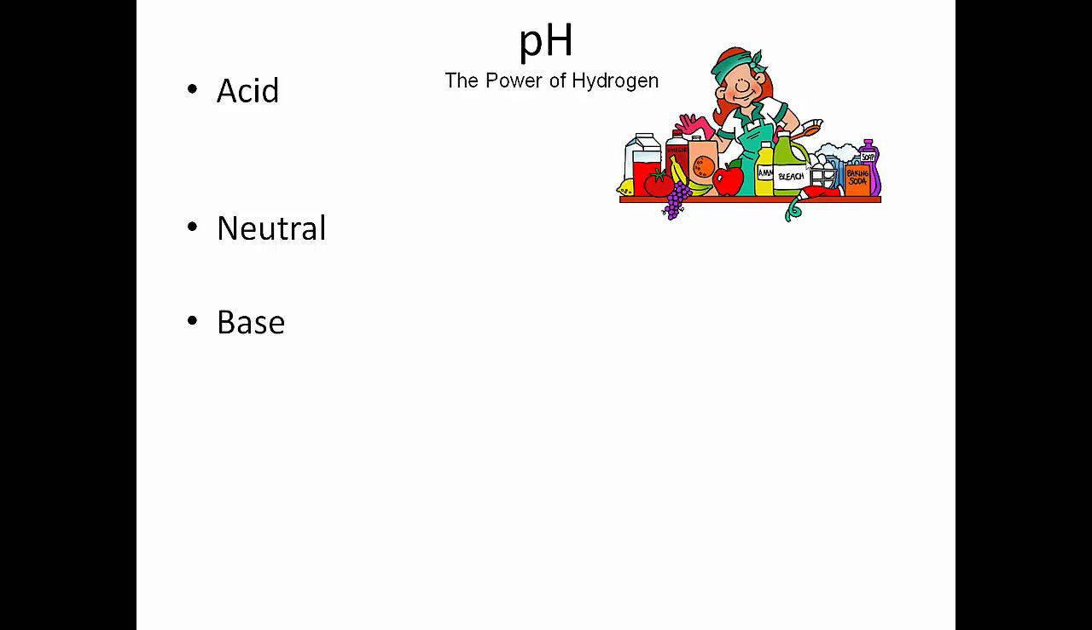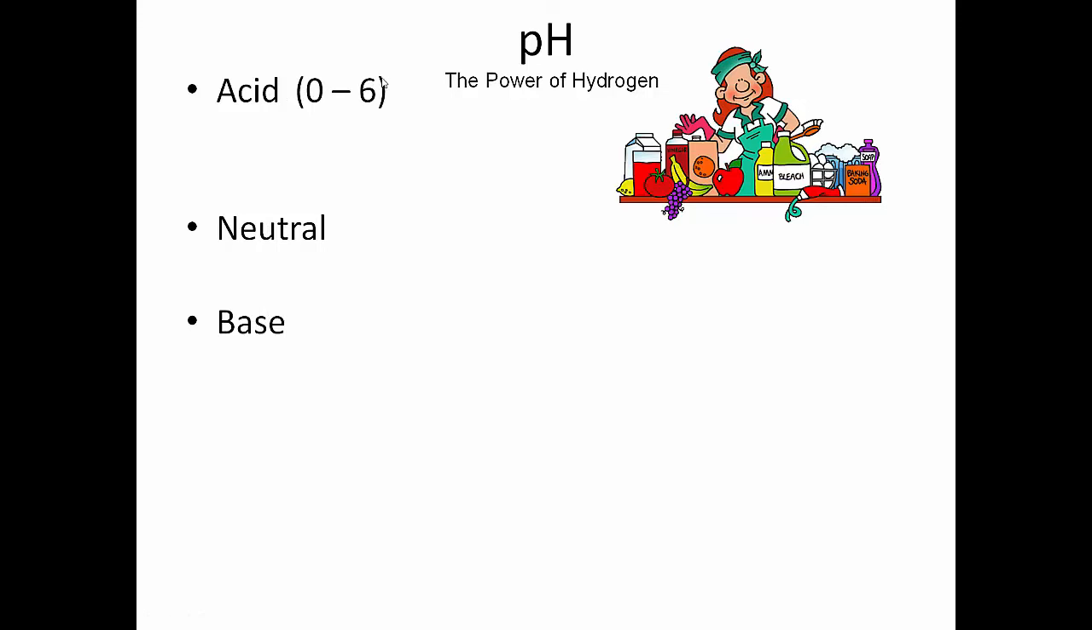We actually do have most of the pH from one. We use one, like if you use oven cleaner, that's a very basic thing, or if you use lemon juice, that's a very acidic thing, and if you use water, it's right smack in the middle. So let's talk about acids, neutrals, and bases.